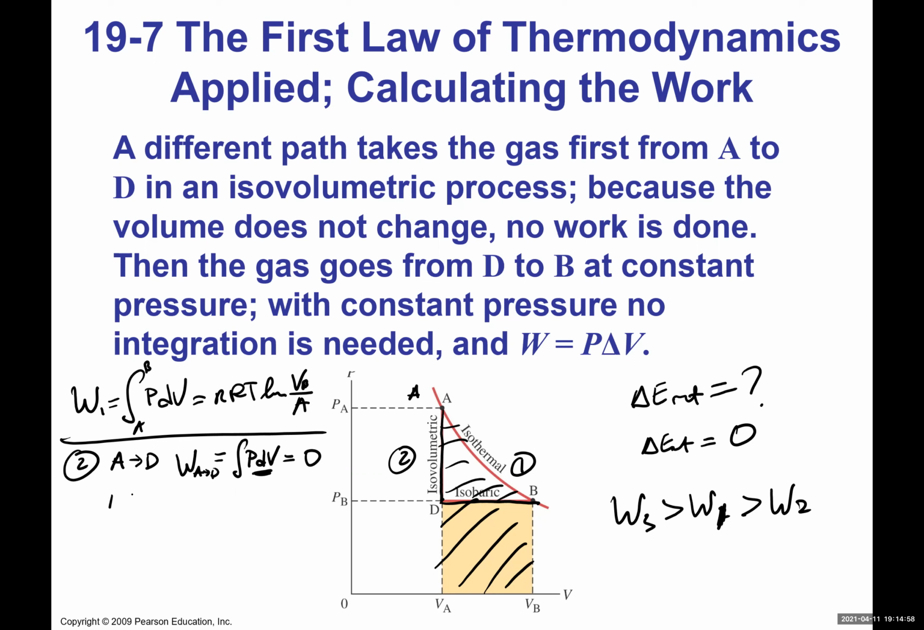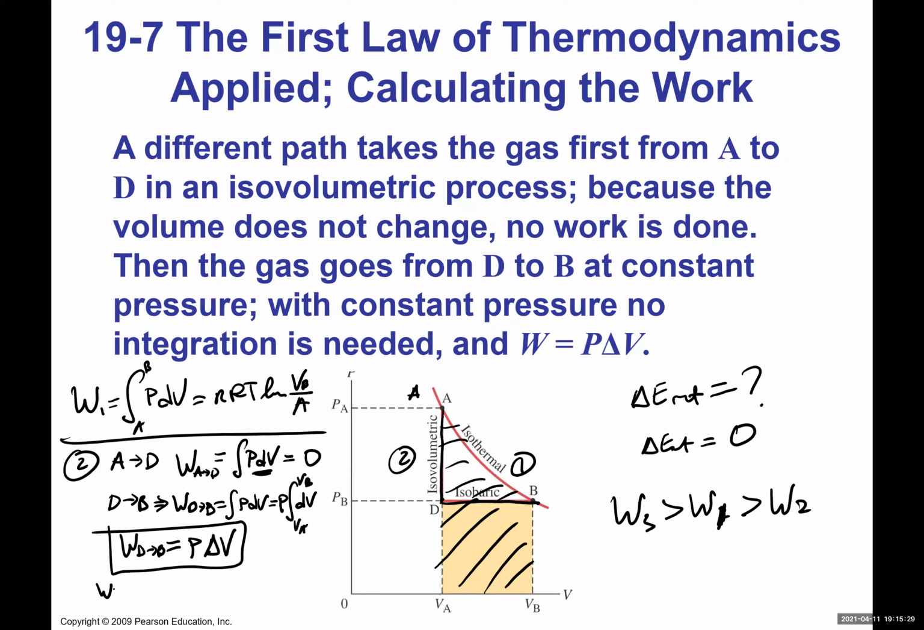Then if you go D to B, the work done going from D to B is this. Integral P dV, but for this isobaric process, the pressure is constant, so I can remove the integral. It becomes just the integral of dV going from VA to VB. That means work done going from D to B is nothing but P times delta V. That's it. So P times delta V.